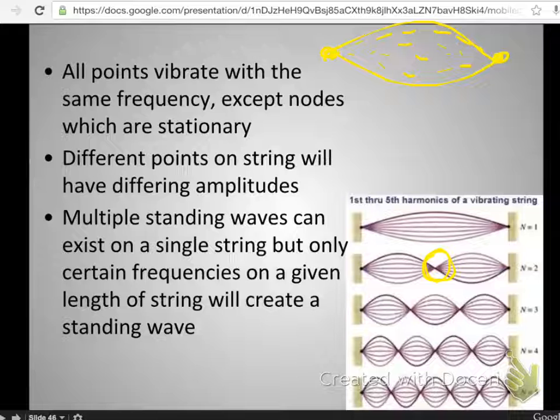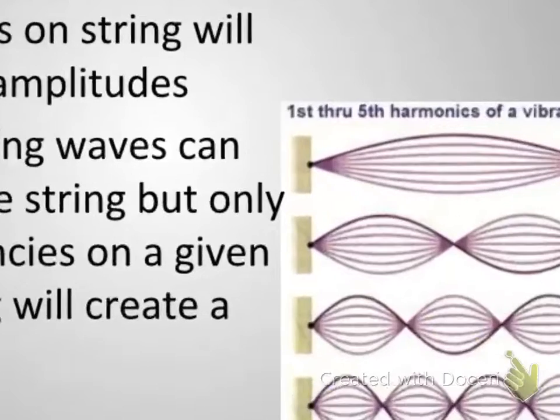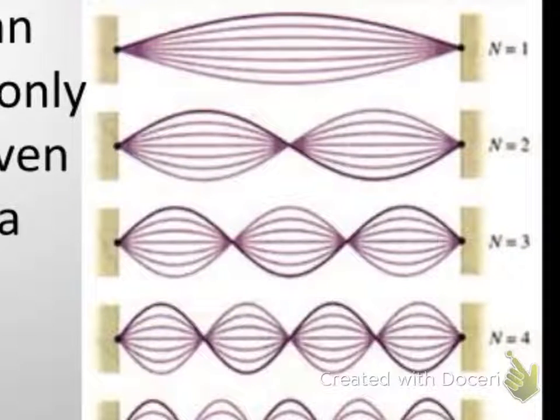Clearly, if we were to look at a point here on the string versus a point here on the string, this point is not going up as high. Let me see if I can magnify that. There. Okay. So looking at this point on the string versus this point on the string, this one vibrates much farther away from equilibrium.